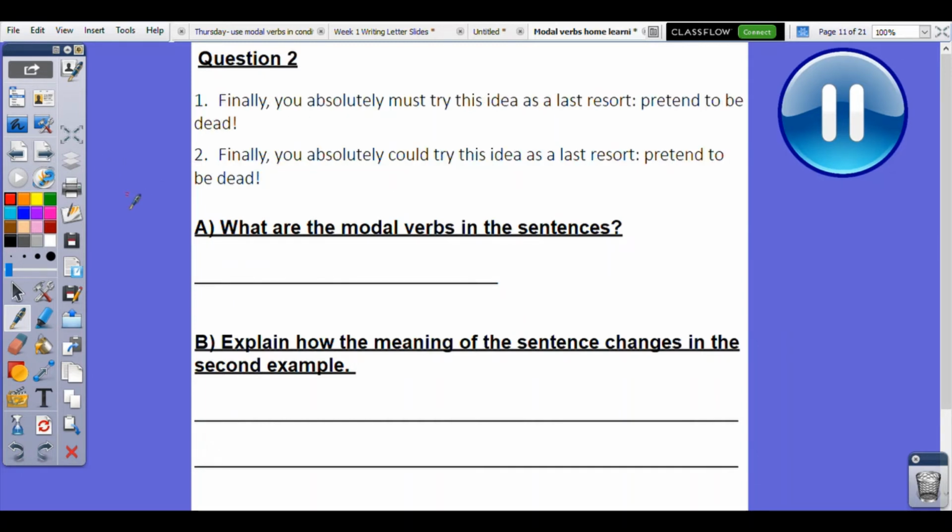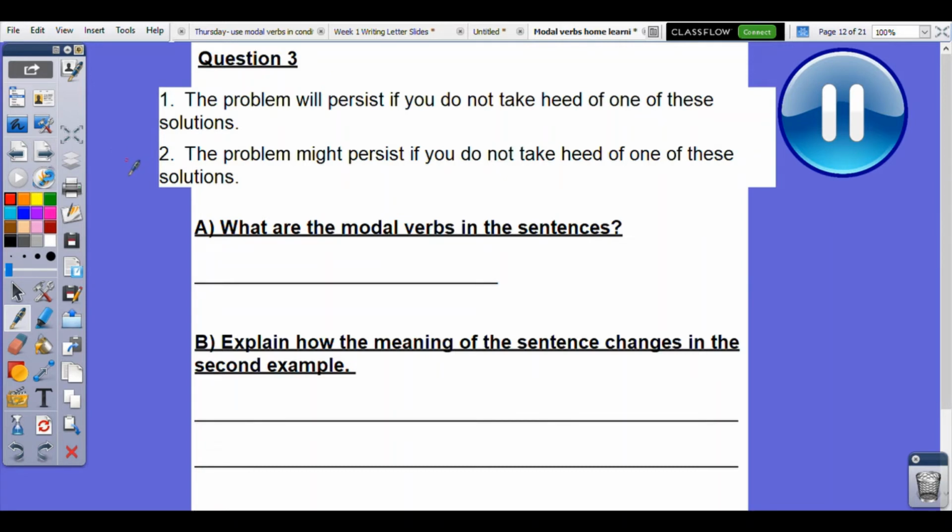Question 2. Finally, you must try this idea as a last resort. Pretend to be dead. Finally, you absolutely could try this idea as a last resort. Pretend to be dead. Pause the video here whilst you answer the questions and press play once you're ready. Question 3. The problem will persist if you do not take heed of one of these solutions. Sentence 2. The problem might persist if you do not take heed of one of these solutions. Pause the video here whilst you answer the questions and press play to see how you got on.